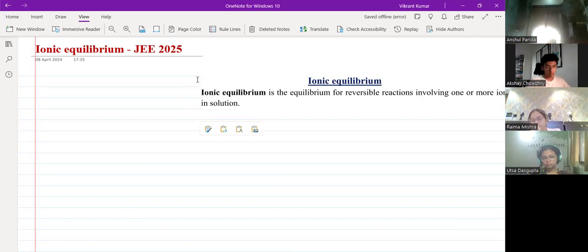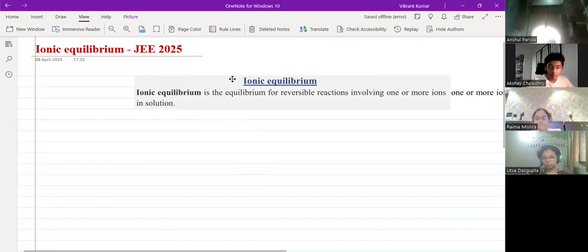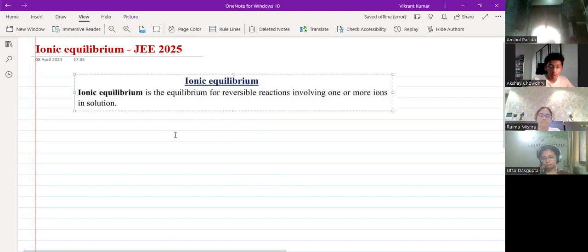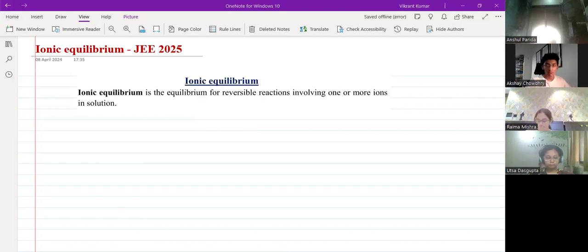sides. Okay, so when I'm saying ionic equilibrium, it is the equilibrium for reversible reactions involving one or more, in fact more ions ही रहते हैं in solution. So that's first part. Now when I'm talking about ions, so we need to know what are the substances which are going to give you ions.